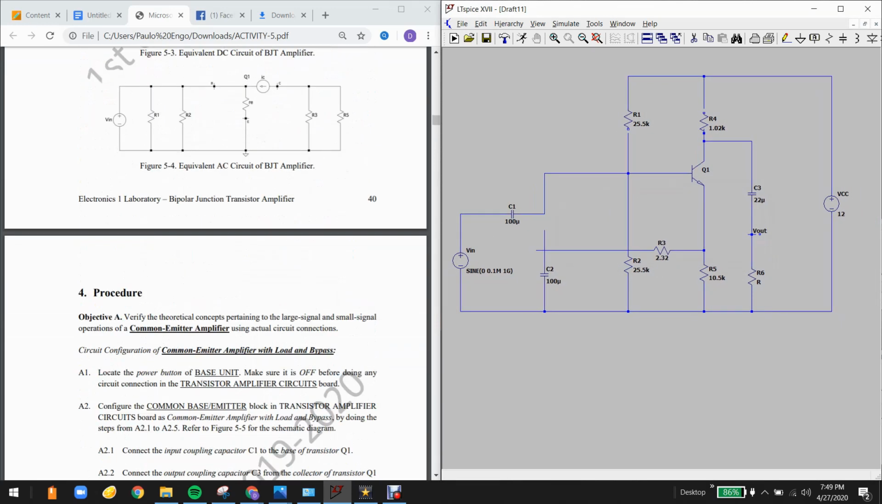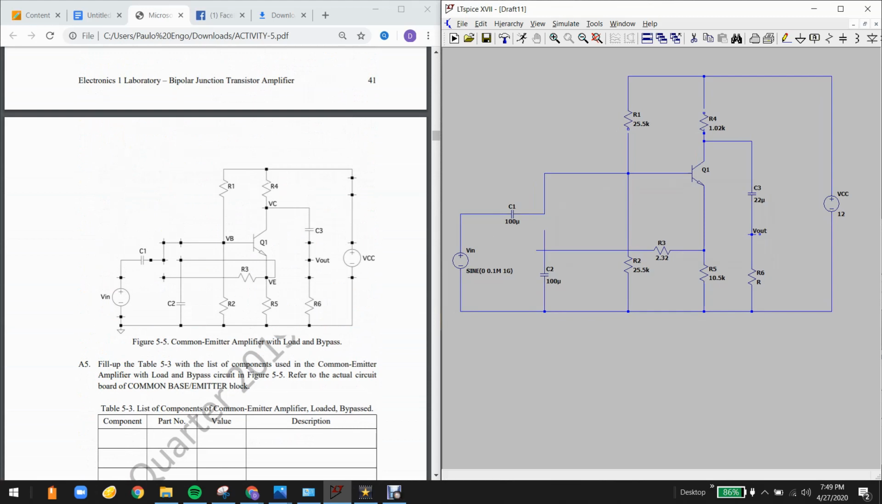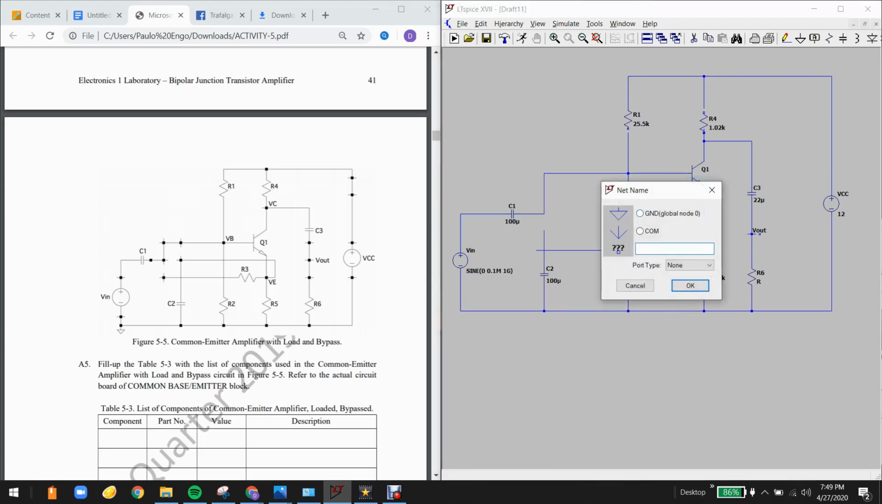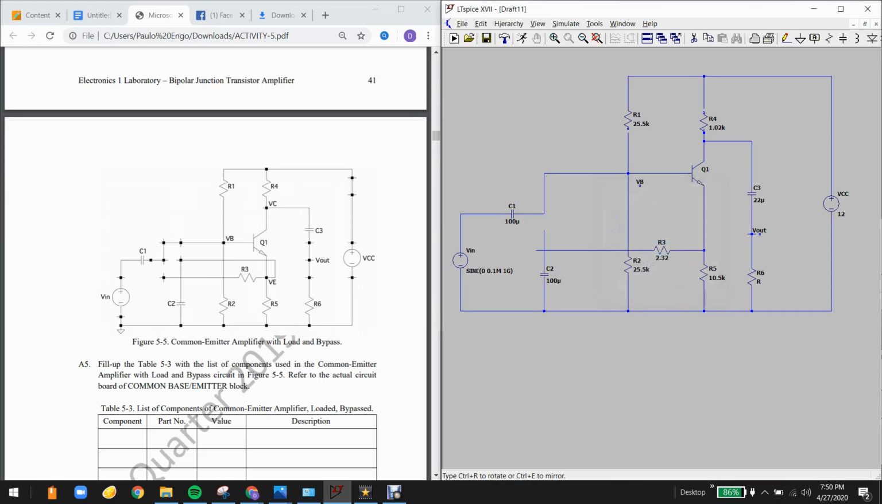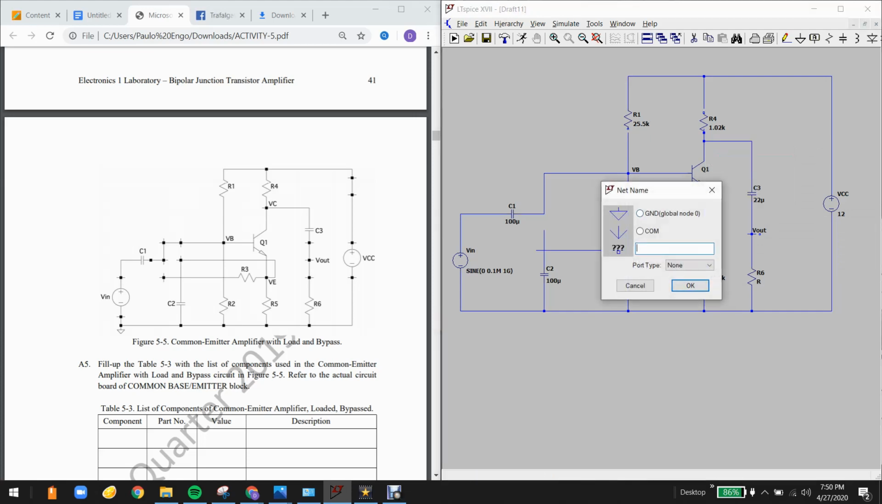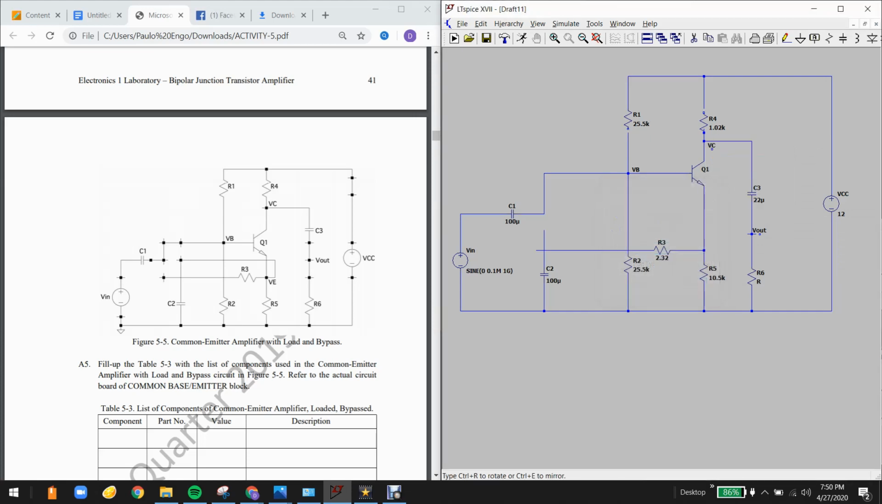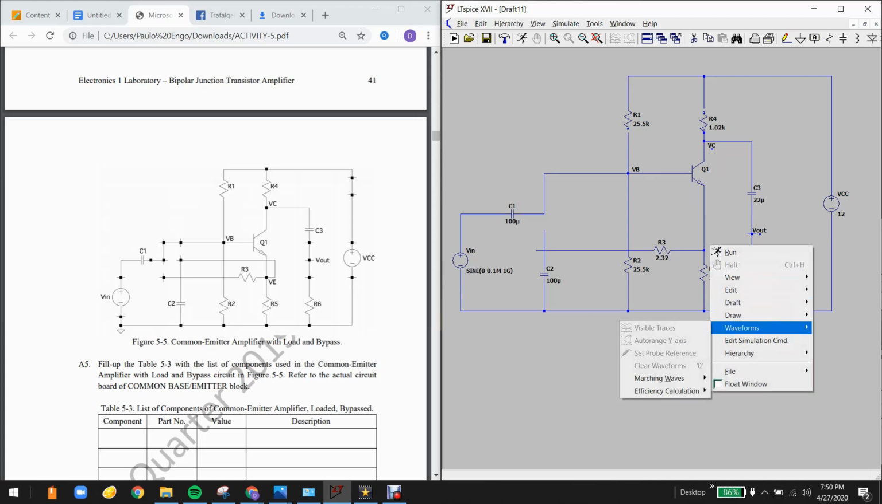Then we also have to label VB, VC, and VE. So here, that's where VB will be. Here, VC, and this is where VC is, and here lies VE.